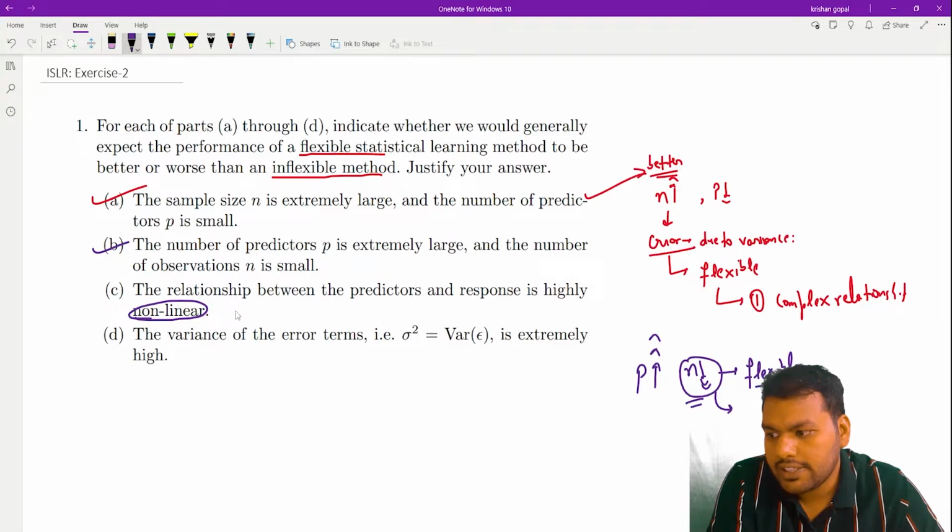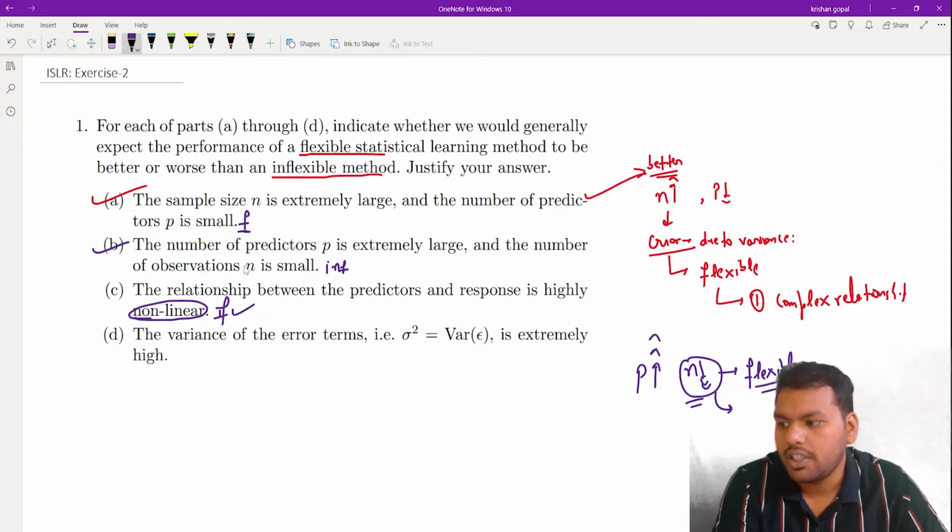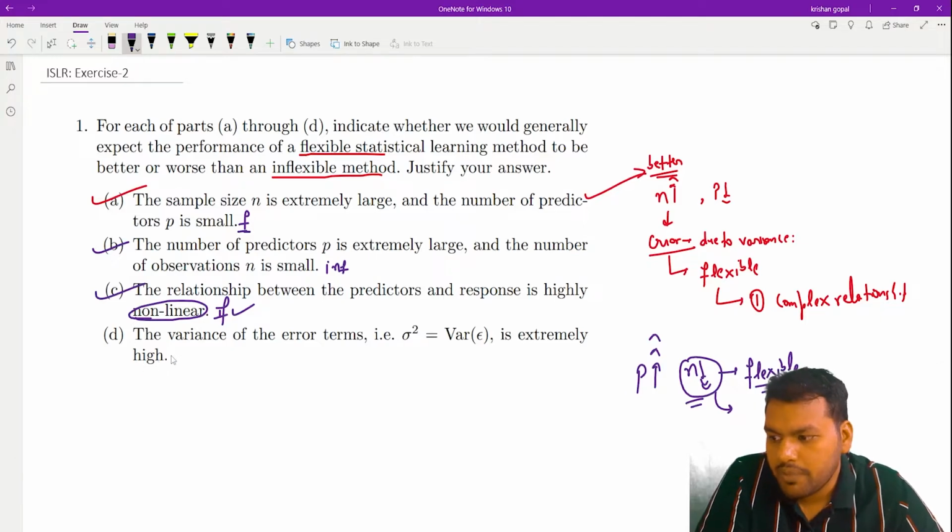So here the flexible method works well compared to the inflexible method. Here the inflexible method and here the flexible method. Now come to part D. The variance of the error term, sigma square, which is equal to the variance of epsilon, is extremely high.